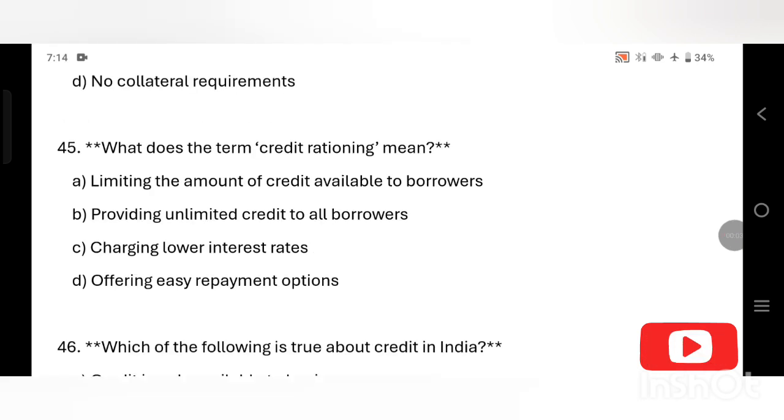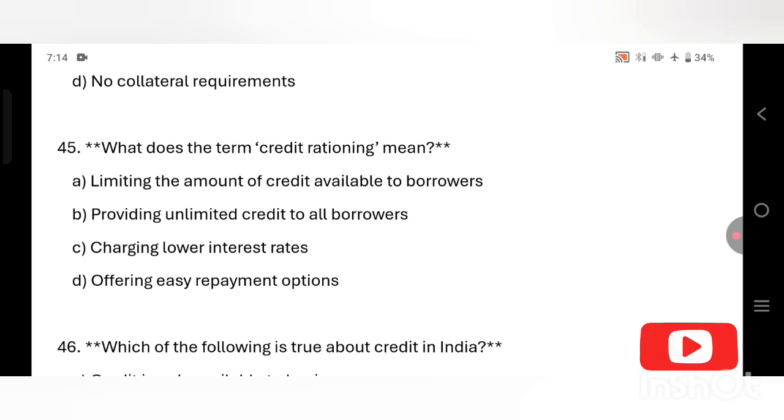Question number 45. What does the term credit rationing mean? Option A, limiting the amount of credit available to borrowers. Option B, providing unlimited credit to all borrowers. Option C, charging lower interest rates. Option D, offering easy repayment options.